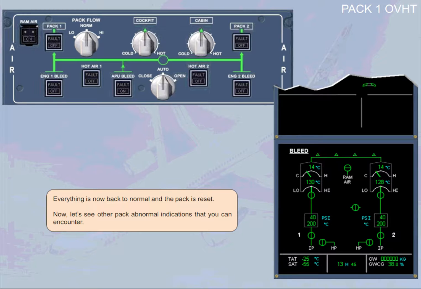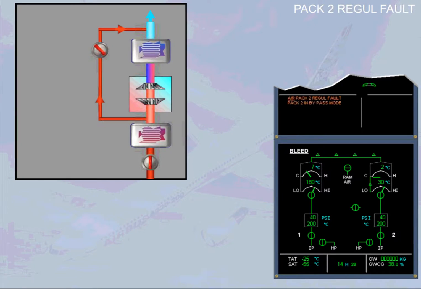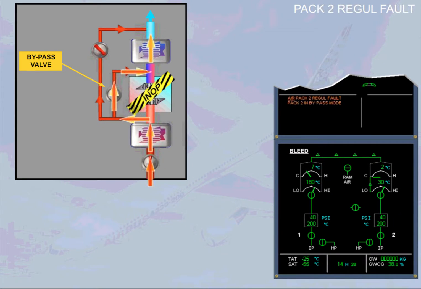Now let's see other PAC abnormal indications that you can encounter. You are in flight and the air cycle machine of PAC 2 has failed. In this case, a bypass valve opens automatically, allowing the air to bypass the air cycle machine. The bleed air is now cooled by the heat exchangers only.